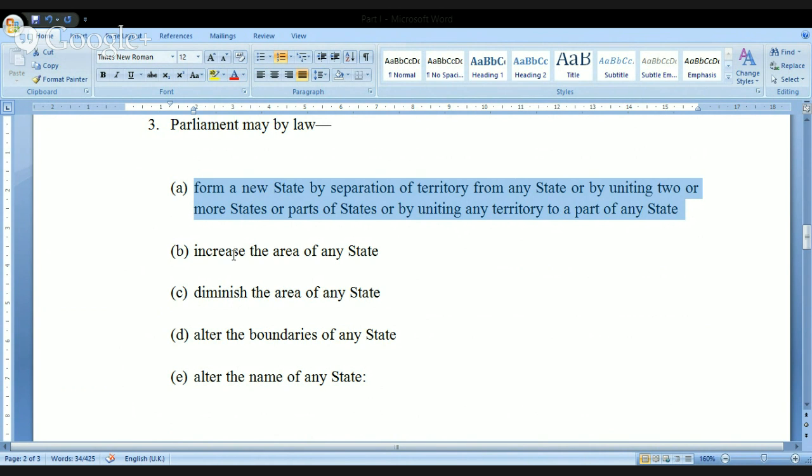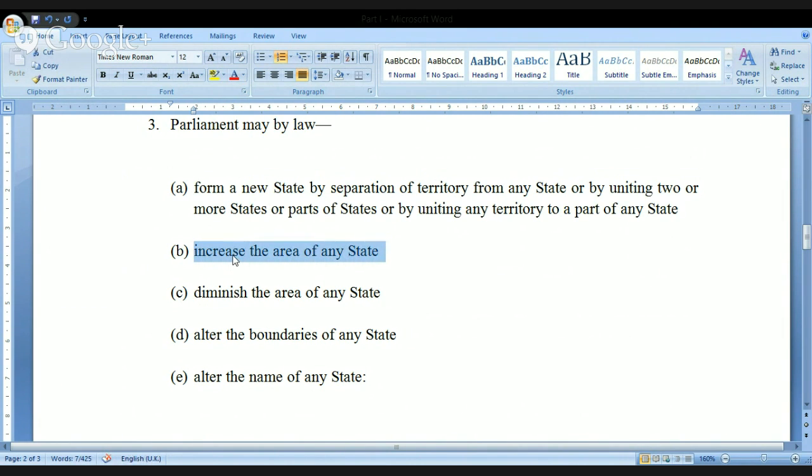And if you look at this B, the Parliament is empowered to increase the area of any state. I am talking about the geographical area. Physically, the area of the state is being increased. How it is being done, we'll see. Diminish the area of any state. Obviously, when you are increasing the area of any state, you are also reducing the area of other states. That is nothing but diminishing. Or it can alter the boundaries of any state, or it can also alter the name of any state.